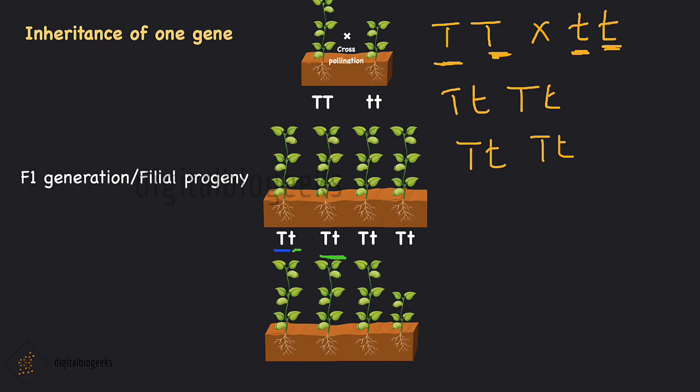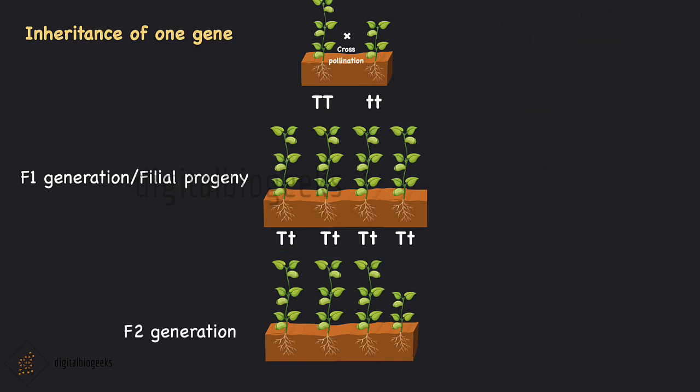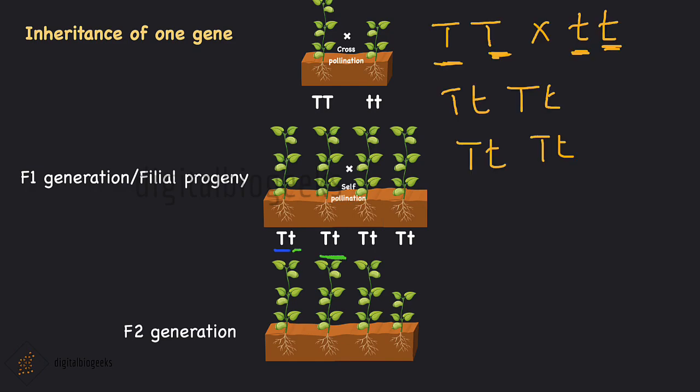Now let's see what happened in the F2 generation. Here these two were allowed to self-pollinate. When the tall plants produce gametes by the process of meiosis, the alleles of the parental pair, that is these two alleles, separate and segregate from each other and only one allele is transmitted to the gamete. This segregation is a random process and it has a 50% chance that the gamete contains this allele or this allele, that is a capital T or small t.